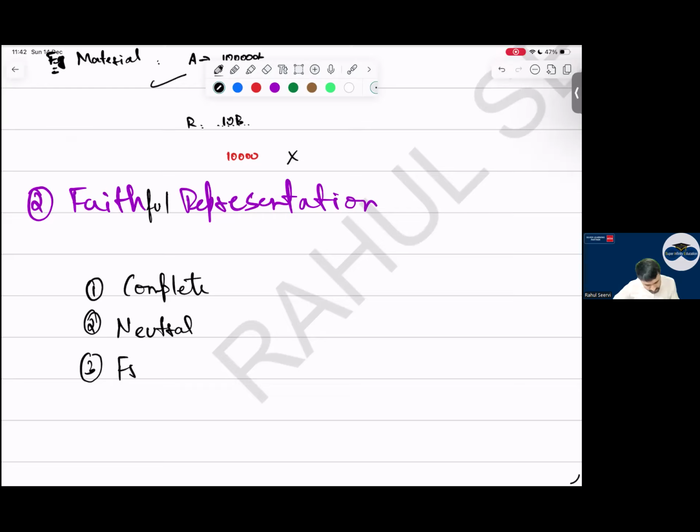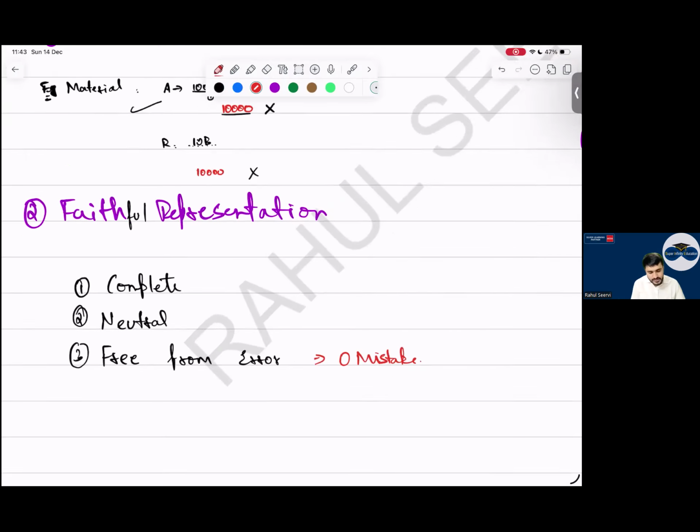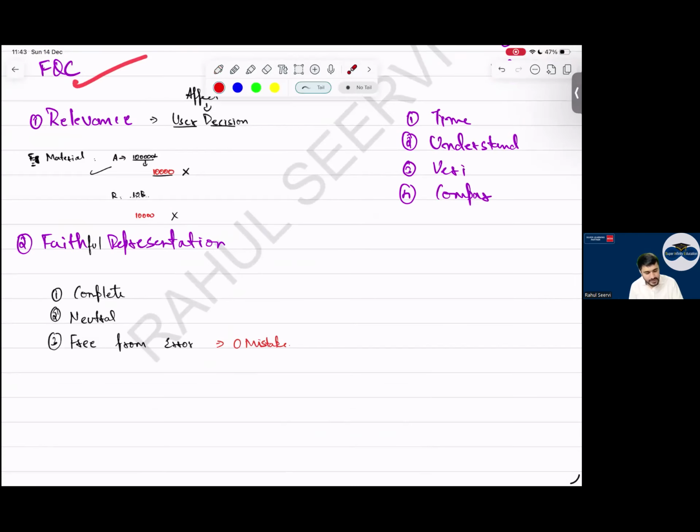Then free from error. What does free from error mean? There should be no mistake. Does free from error mean zero mistakes? No. Free from error means, based on my knowledge, it's free from error. It's not that each and everything is correct. Understand that? So these are the fundamental qualitative characteristics.